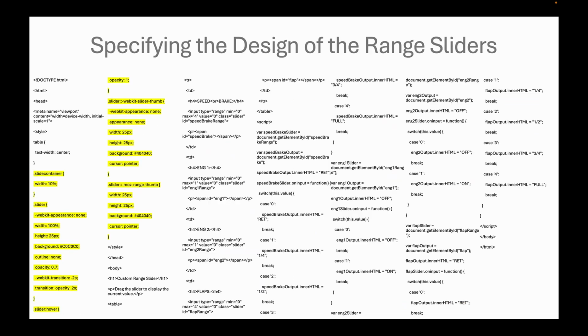We specify the design of the range sliders. They have been highlighted in yellow to emphasize the codes that will do this. We have already taught you how to use CSS coding to modify certain elements on a web page using dots and number signs, hashtag signs, to be more familiar.